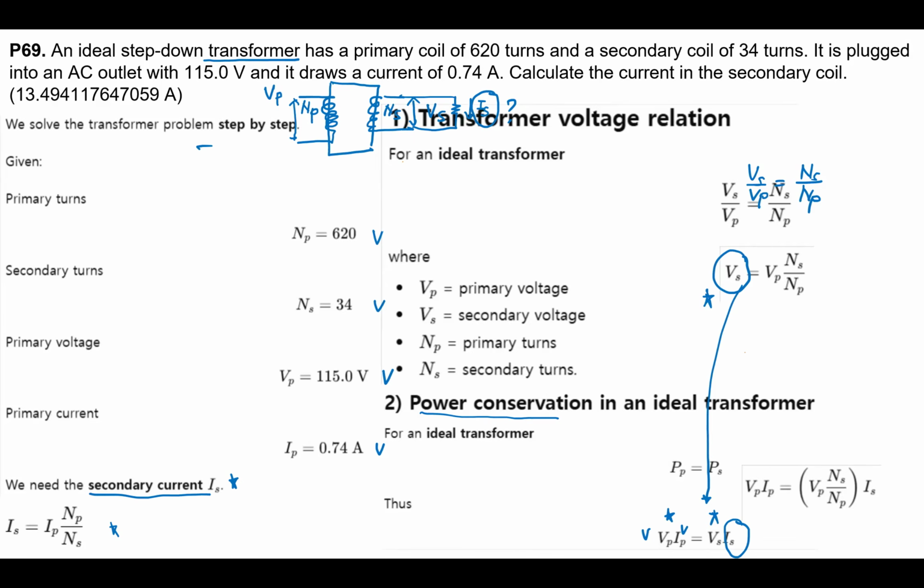So the transformer formula basically utilizes two things: the voltage relation, and then here is the power law. We have two equations, and then you can find out the unknowns.